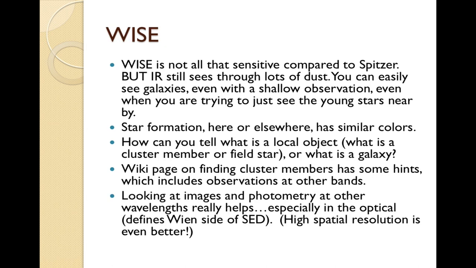So WISE is shallower compared to Spitzer. It's not as sensitive as Spitzer, but the infrared is still seeing lots and lots of things, and so it's really easy to see galaxies even when you are looking in a star-forming region, because you're seeing through the dust into the background. Turns out star formation everywhere, whether it's in another galaxy or here, has similar colors. So if you do color cuts, you can find a starburst galaxy forming stars over there, not over here. And so you have to worry about using other wavelengths combined in order to find cluster members.